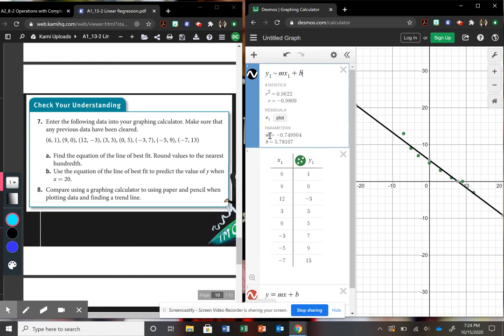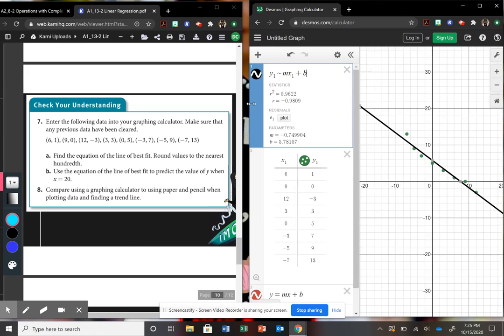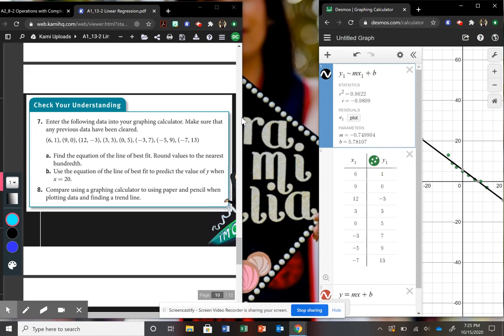Okay, so then here's my m right here in the parameters, and here's my b. So let's check. My b is the y-intercept, where it crosses the y, and see, there it is. Okay, so for this question here, let me scooch this over.